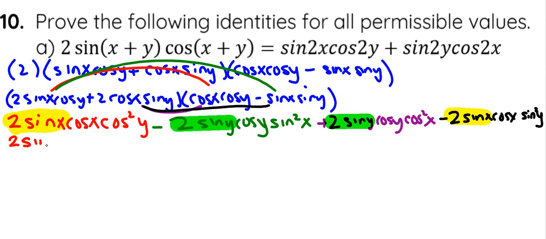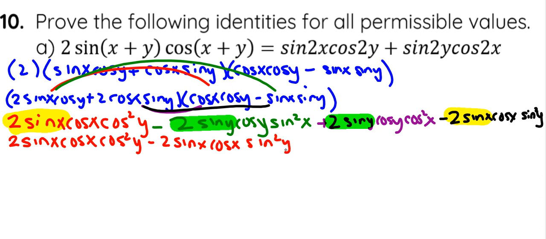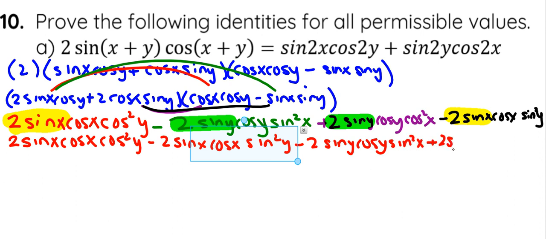So I'll just rearrange it first. I've got 2 sine x cos y squared minus 2 sine x cos x sine squared y. And then I'll rearrange it so the sine y's are together. So minus 2 sine y cos y sine squared x, and then plus 2 sine y cos squared x. Okay, so I rearranged those so that they are together.